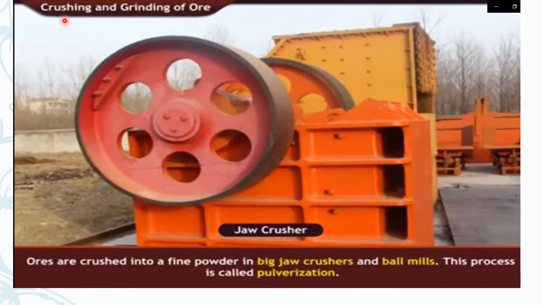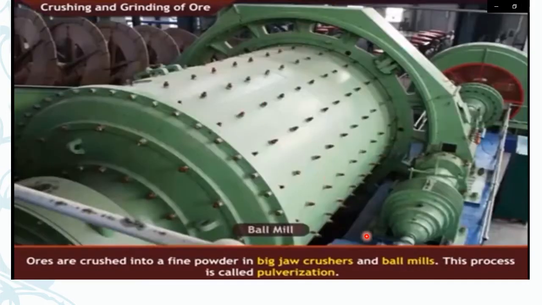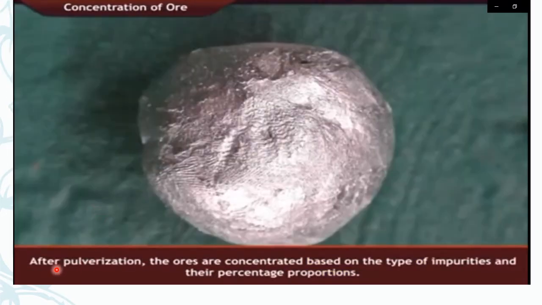The first method, the crushing and grinding of ore. This is the jaw crusher. Ores are crushed into a fine powder in big jaw crushers and ball mills. This is the ball mill. This process is called pulverization. After pulverization, the ores are concentrated based on the type of impurities and their percentage proportions.